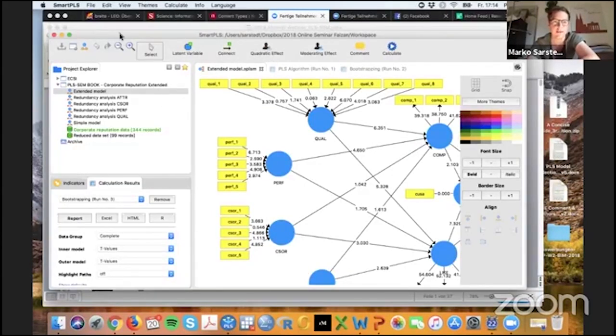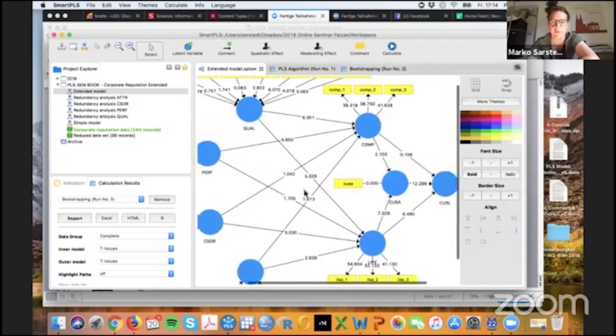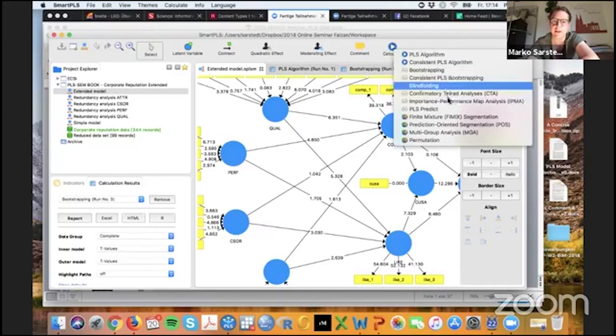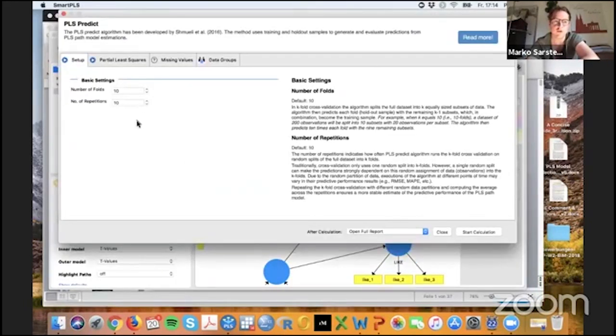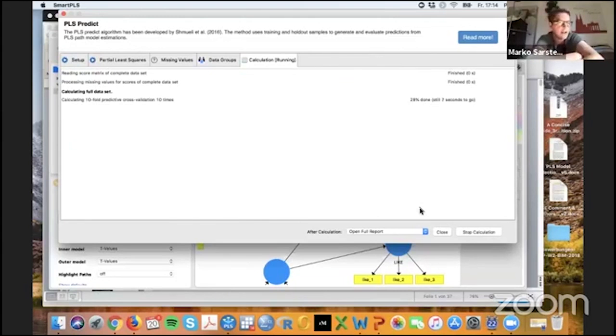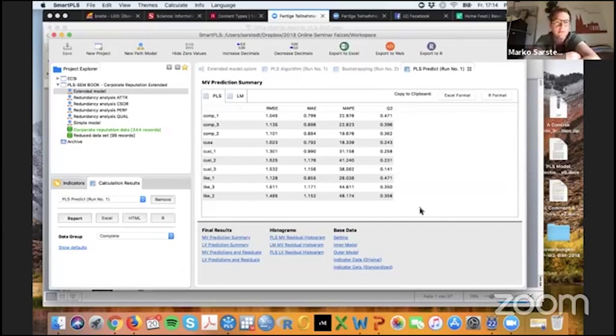Okay, so here it is in SmartPLS. This is our model, the one that I showed you before, and it's one of the sample models that comes with the software. I just go to Calculate and PLS predict. There's not much that I need to do here. I just need to specify the number of folds, so the number of bins the data is going to be partitioned into, and the number of repetitions. I'm just using the default values, which we would suggest until somebody else comes up with another reasonable number. But 10 folds is typical in prediction studies. The repetitions are more about how much time you have on your hands.